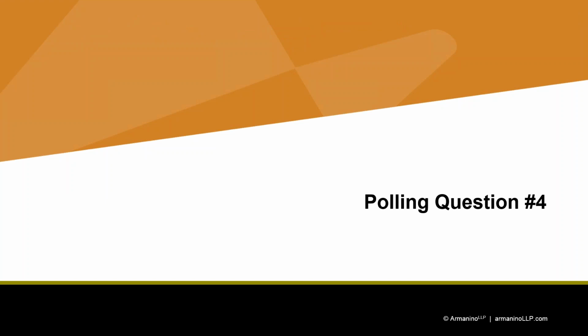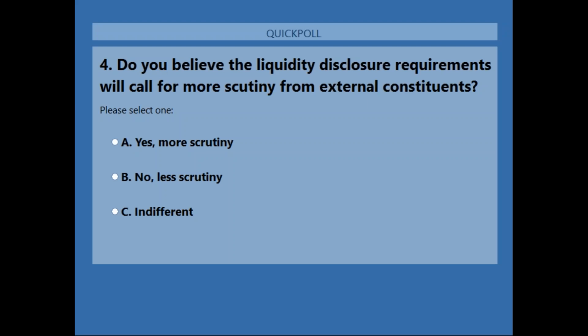Thanks, Matt. And now we're on to our fourth and final polling question. For those of you here for CE, and in case you've missed one previously, make sure that you answer this one. The question is, do you believe the liquidity disclosure requirements will call for more scrutiny from external constituents? A, yes, we're going to have more scrutiny. B, no, less scrutiny. Or C, you're pretty indifferent. And for those of you asking, yes, I will be sending out the slide deck and a recording of the webinar within 48 hours.